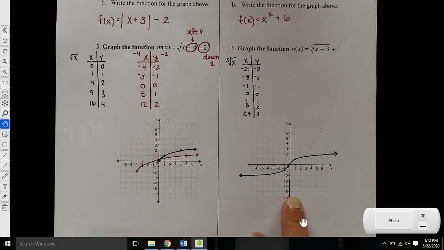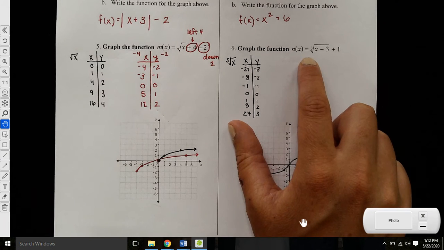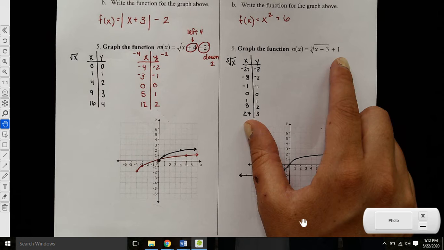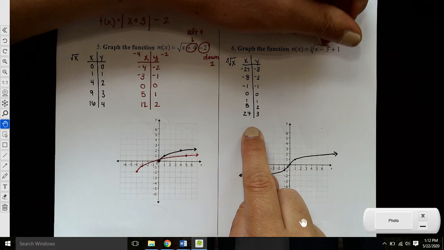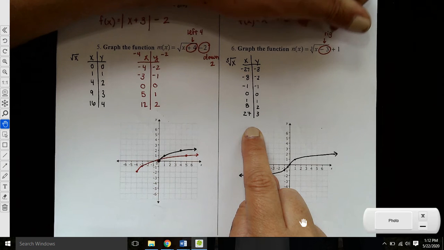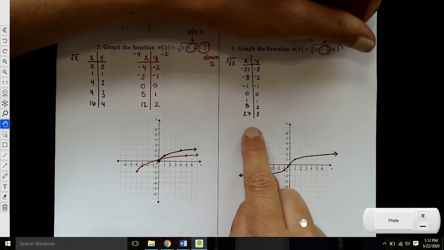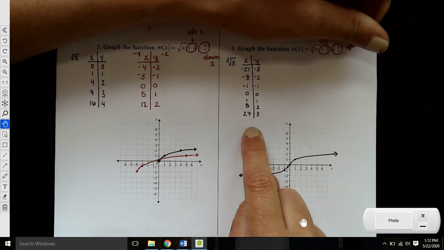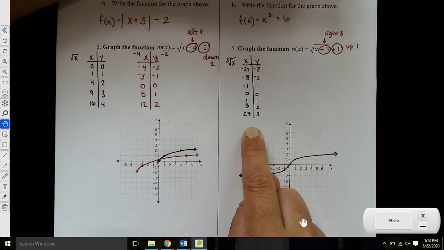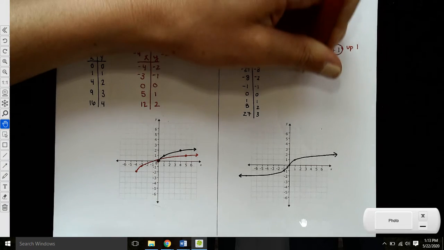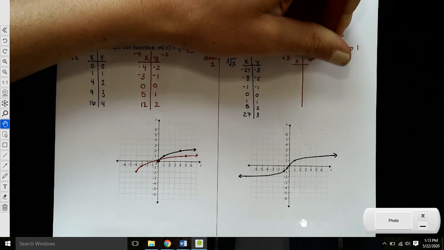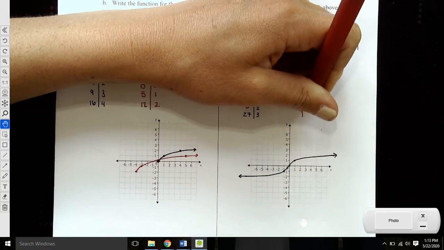So for number 6, I have the cube root of x minus 3 plus 1. So I've already written down my cube root function because that's my parent function. And I notice that since minus 3 is on the inside, that means I'm going right 3. And plus 1 is on the outside, so I'm going up 1. So my x values, I'm going to add 3 to all of them. My y values, I'm going to add 1 to all of them.